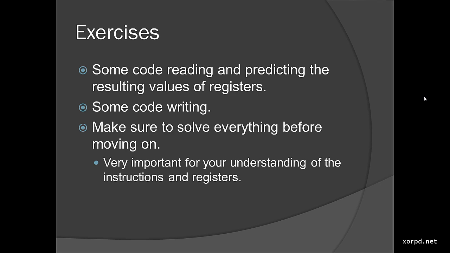Some exercises. Finally, we can do some more exercises after talking about history and the theory of things. You are going to do some code reading and predicting the resulting values of registers. That means you are going to look at some code and try to predict what is going to happen. You are going to do some code writing. That means that you are going to write some code to do some very simple things. And it is going to be very simple mostly because you only know at this stage about 3 instructions.